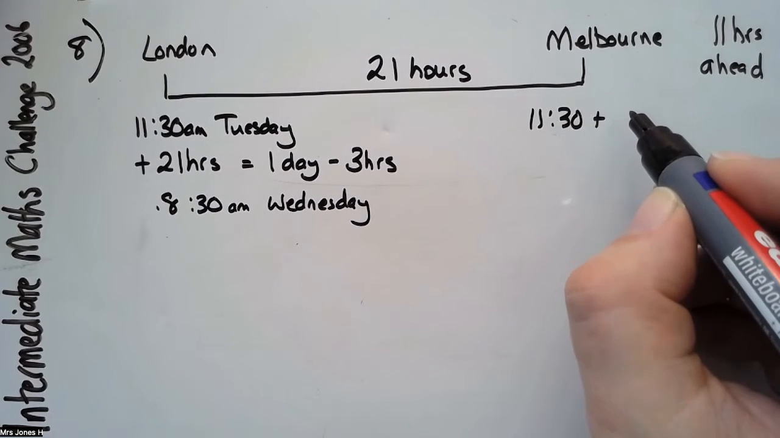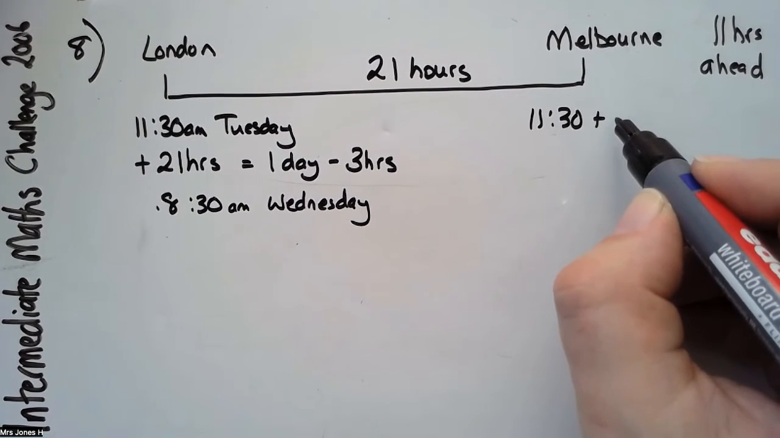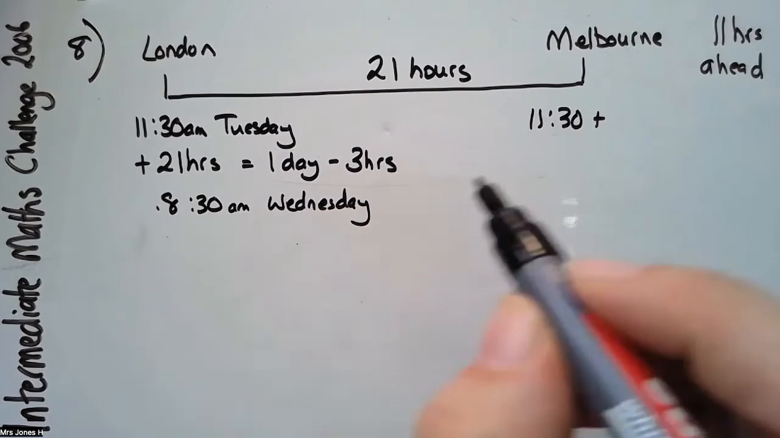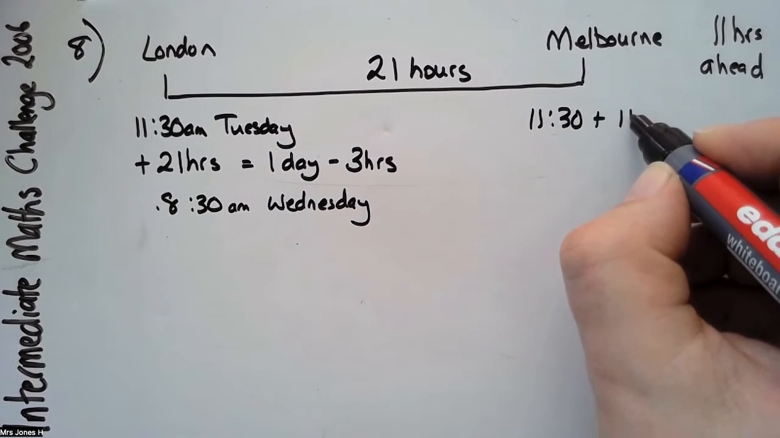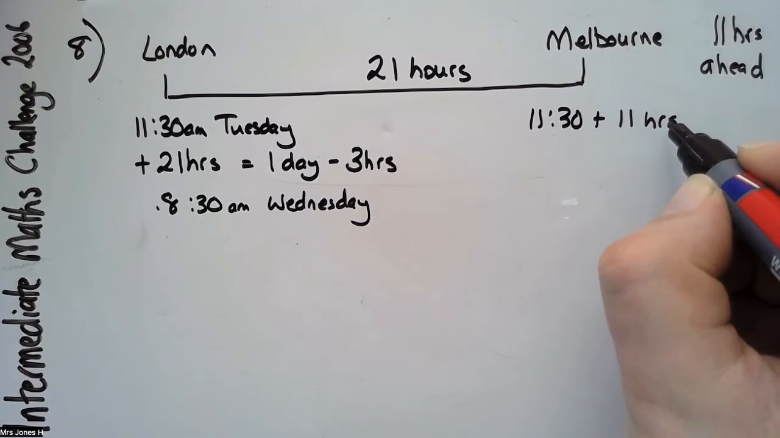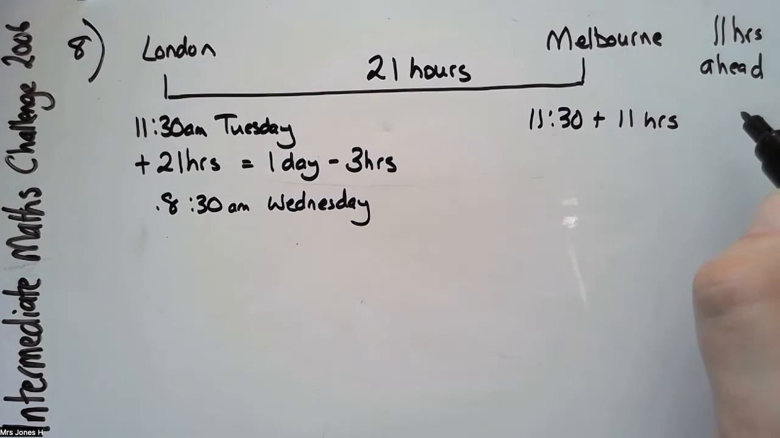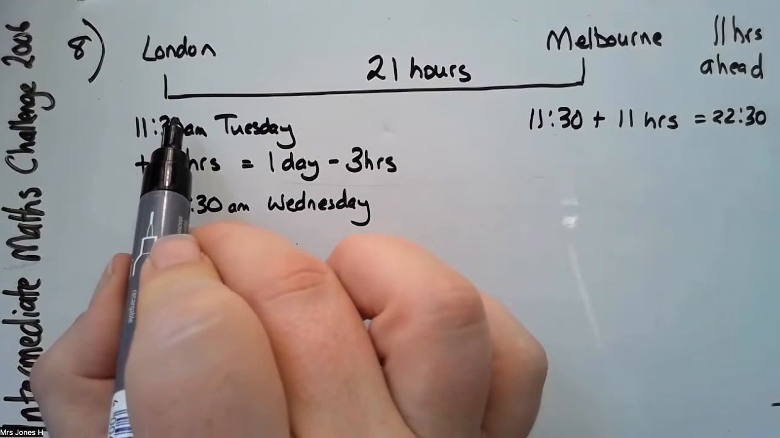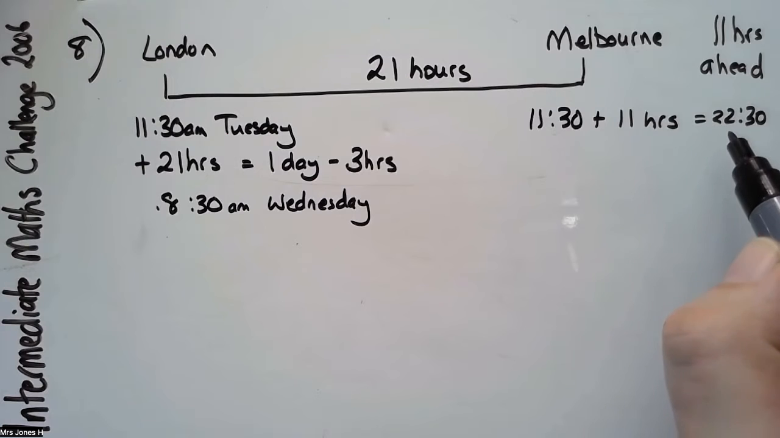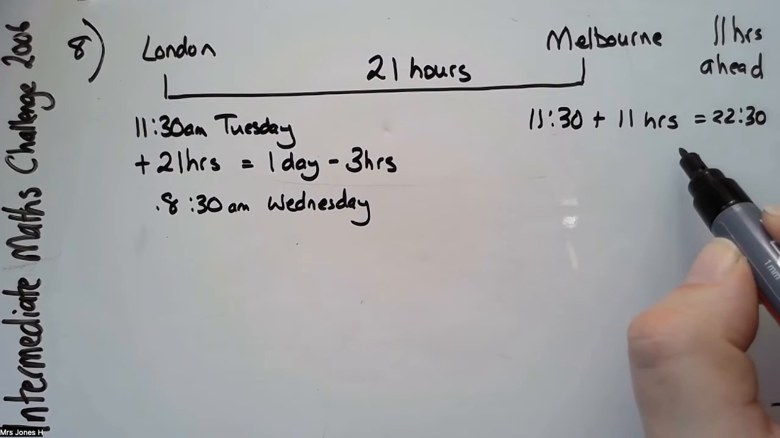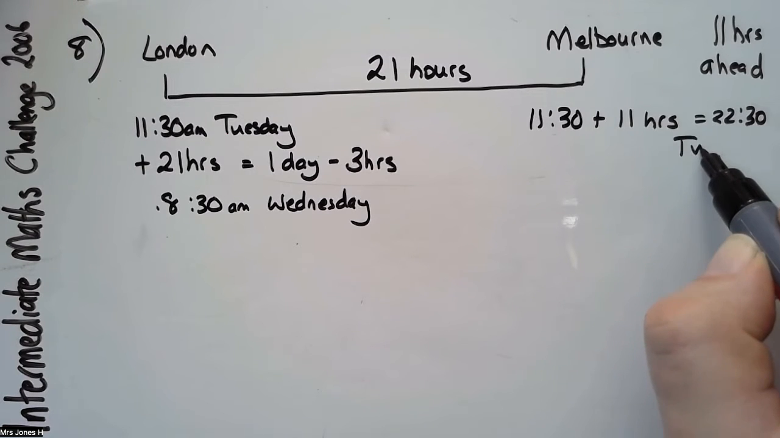Or you could do it by thinking about, so you can do it this way to work out this, but you can also work it out this way. Now it's easier to add 11 hours to 11:30 because we can just add like we know how to add. So this is when the flight leaves London. In Melbourne, it is actually 22:30 on Tuesday.